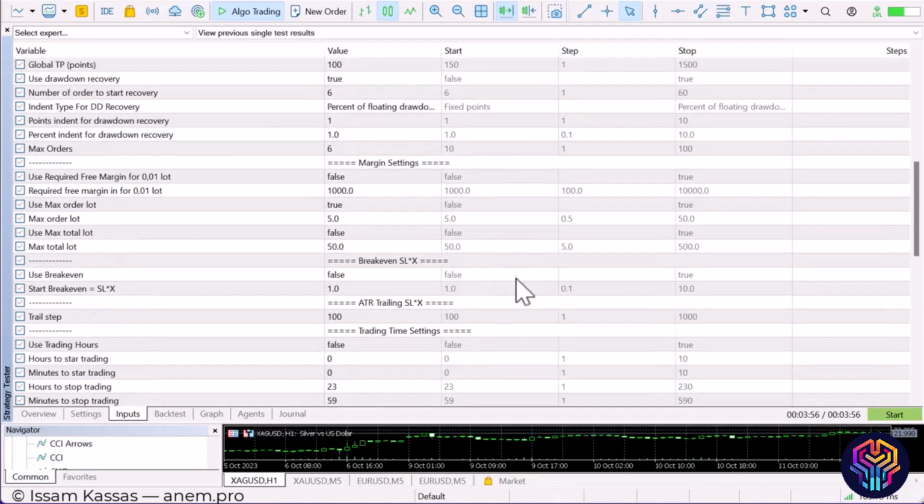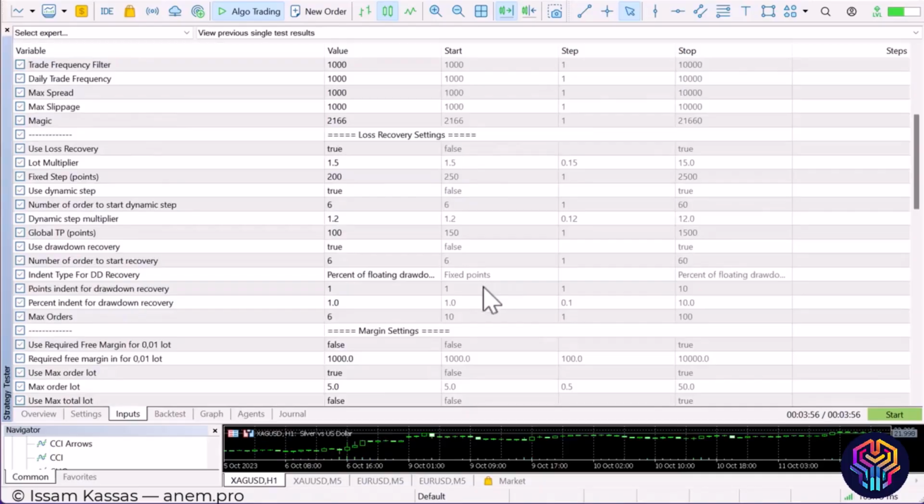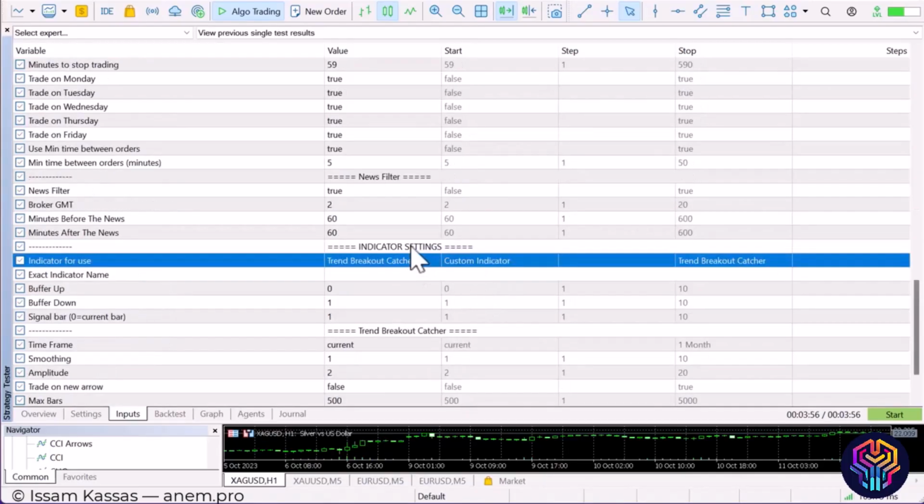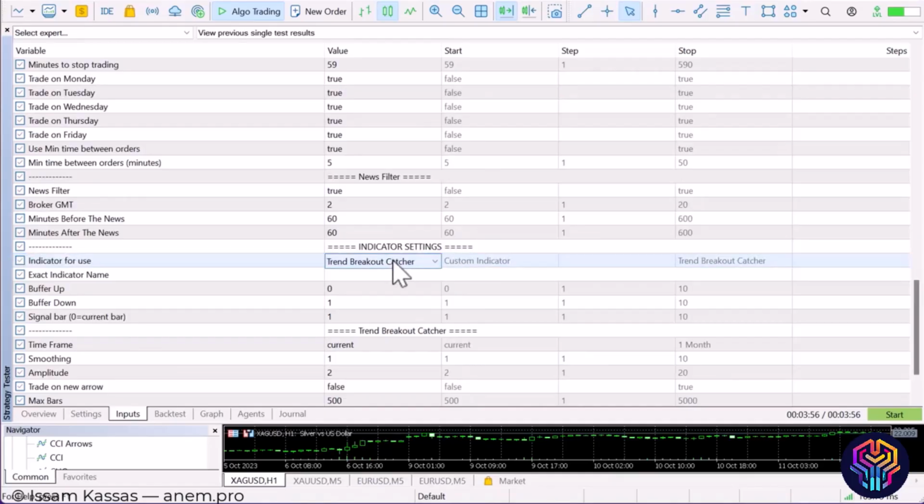It's smart because it has all the techniques. It has basically every single thing there is to know about expert advisors in general. The universal term is used because this expert advisor can be used with any custom indicator. Now we are using the trend breakout catcher as a native built-in indicator, but you can use your own indicator or any other indicator by selecting the custom indicator tab here and typing the name of the indicator, for example the CCI arrow, and you have to type it exactly as it is.